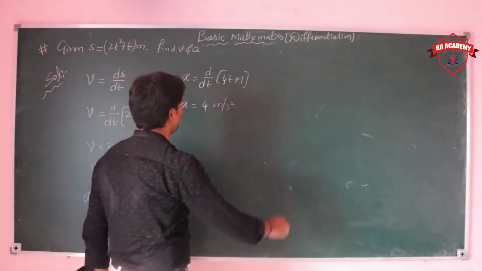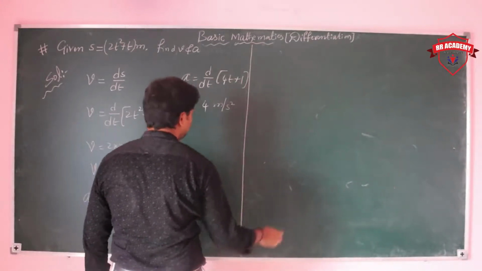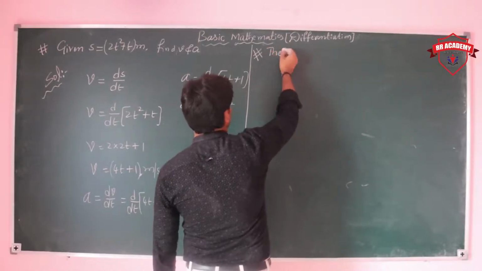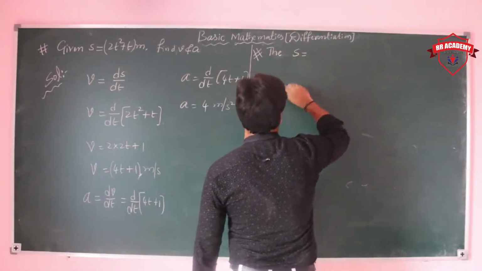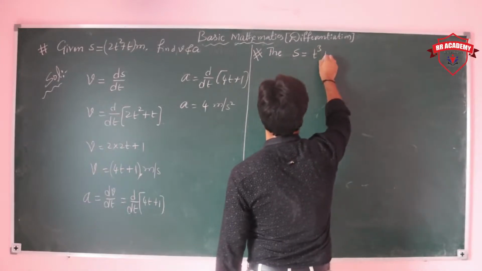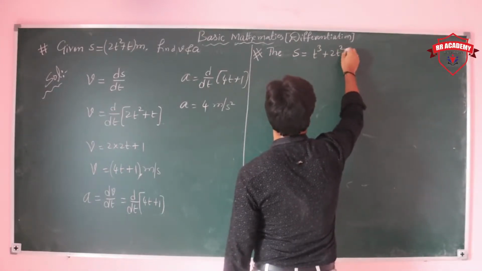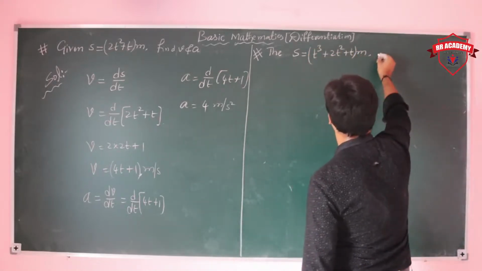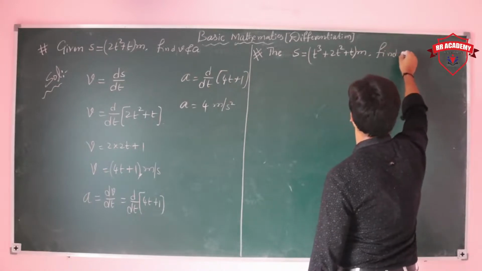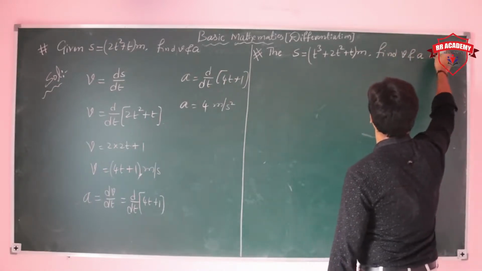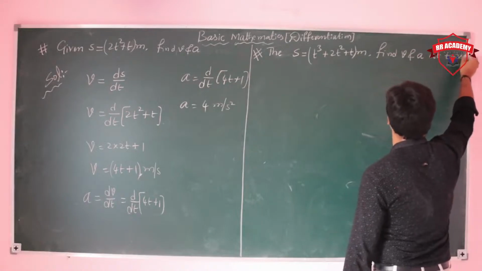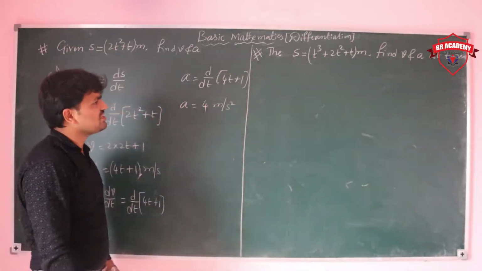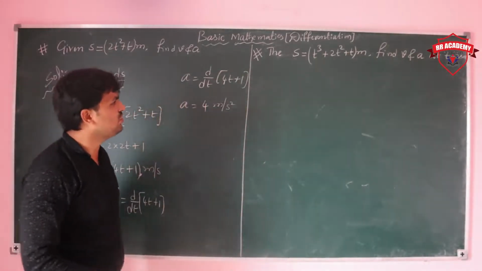Let's see one more problem. The displacement of the particle s is equal to t cube plus 2t square plus t meters. Then find the velocity and acceleration at t is equal to 2 seconds.